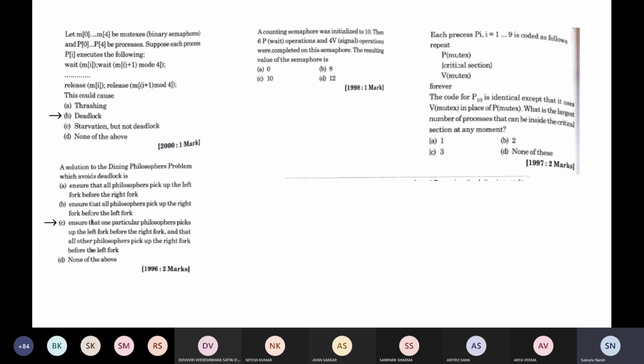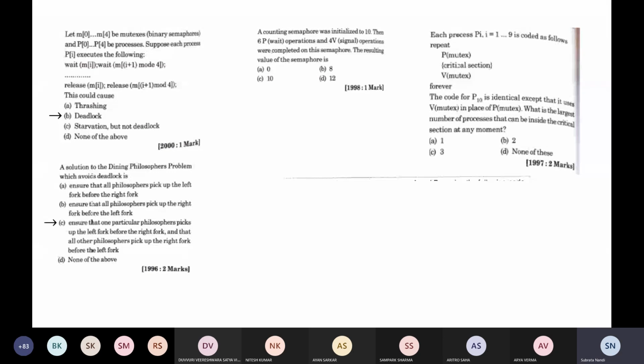Once it succeeds, then what happens? That means it signals some other process which is waiting, and after that what does it do? What is the code here? That particular process repeats. You see, it's a repeat forever. So it again goes back and goes for P mutex.